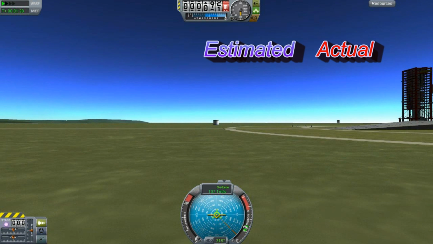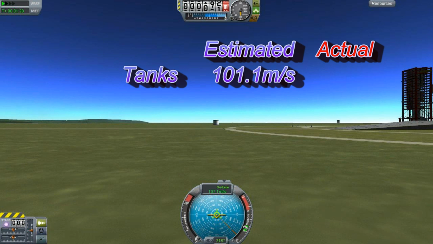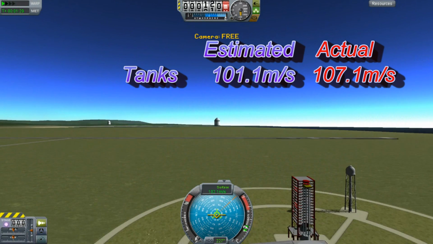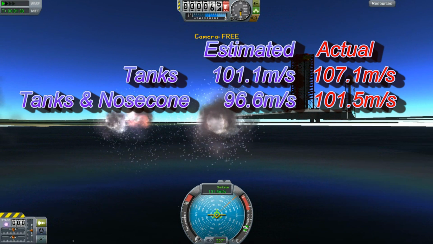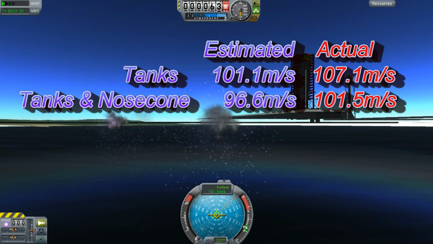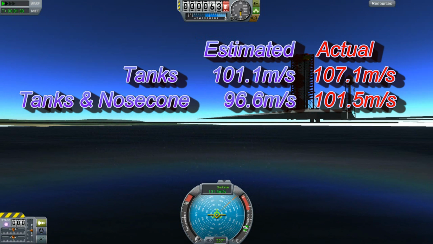So we can see, as predicted, our fuel tanks hit first. Note their velocity at 107.1 meters per second as opposed to our calculated 101.1. Followed immediately by our nosecones, traveling at 101.5 meters per second as opposed to our estimated 96.6. The main part here is, of course, that they are still going slower than just the plain fuel tanks, which is consistent with our predictions.